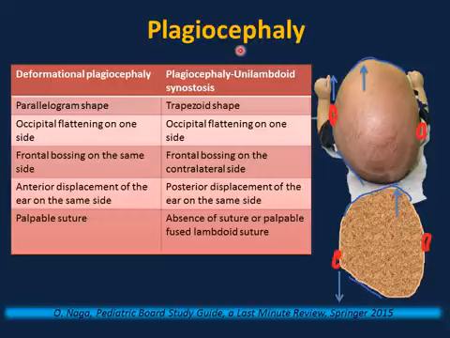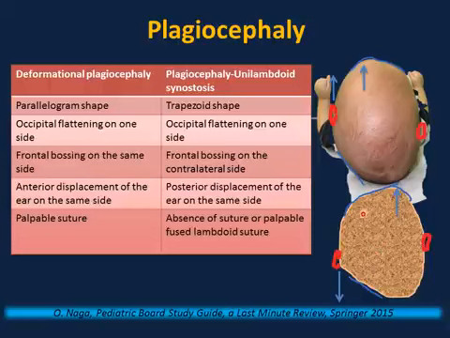Plagiocephaly is abnormal head shape. The most common cause is positional or deformational plagiocephaly. Like in this infant, they prefer to be looking towards the left side. If you look at here, the occiput is flat and the ear is displaced anteriorly and there is a frontal bossing on the same side. This is normal, this is benign, requires reassurance.